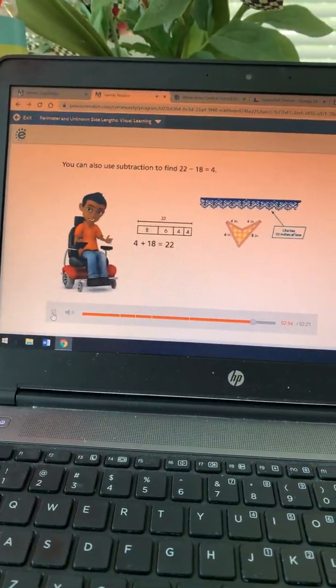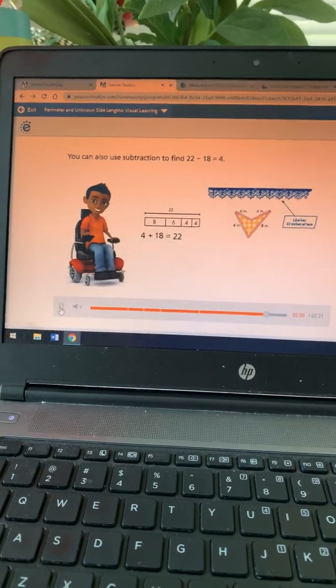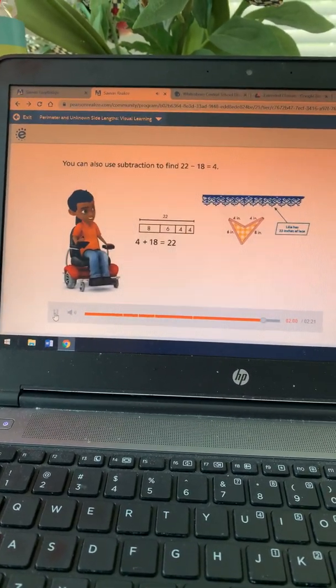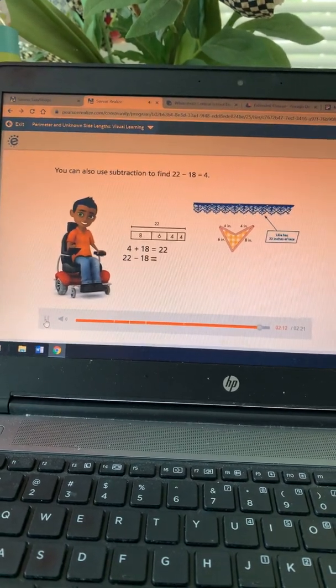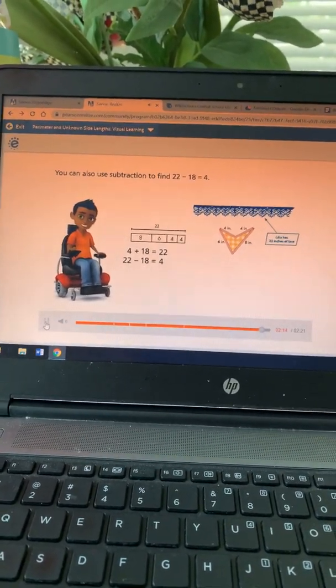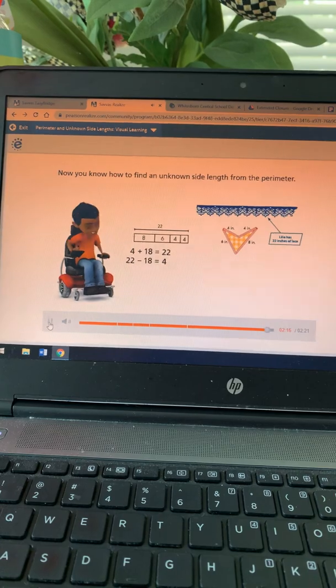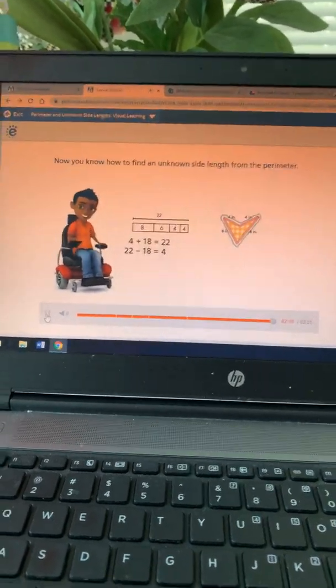There is another way you can find the answer. You can also use subtraction to find 22 minus 18 equals 4. That's the way we did it the other day in our video, guys. Now you know how to find an unknown side length from the perimeter.